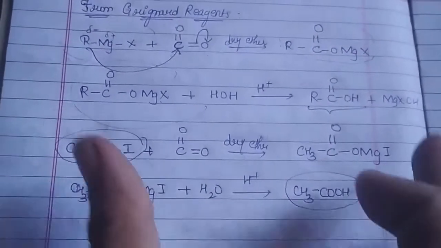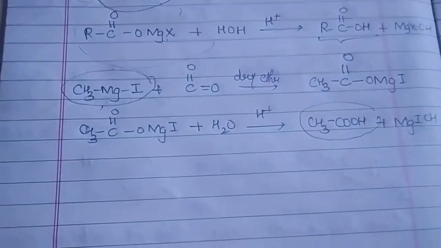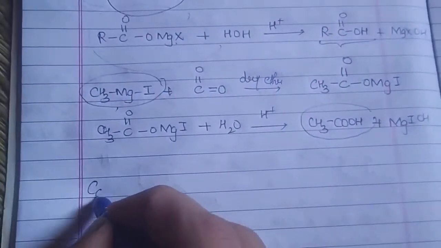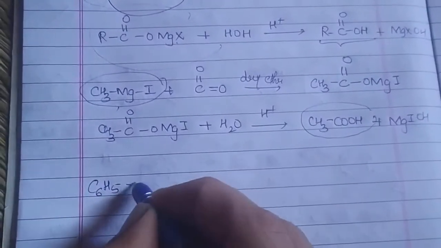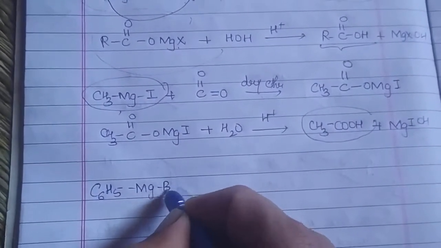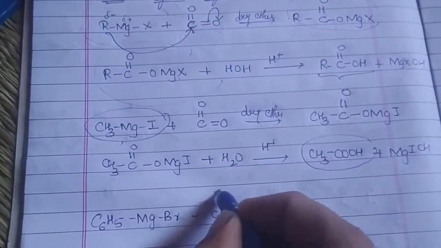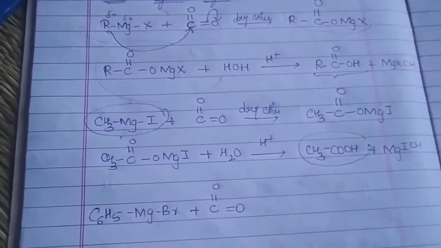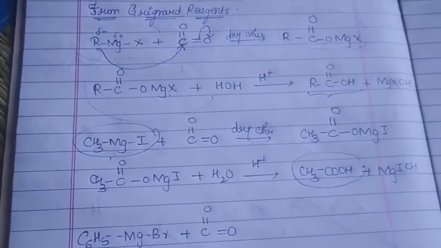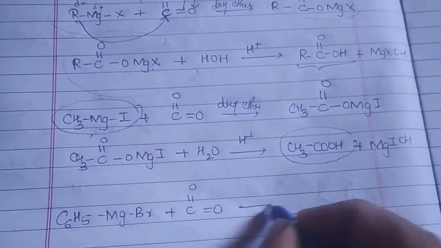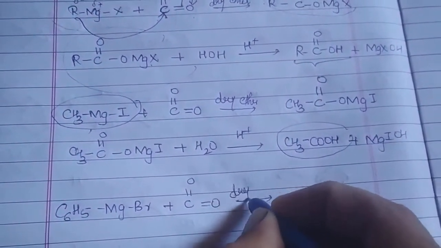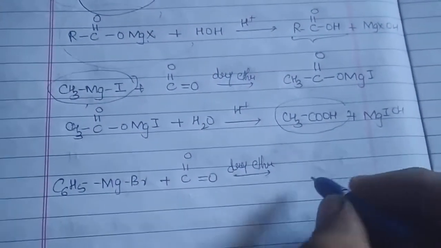The product is same, that is, the method is same. Yes or no? For example, if I want to prepare benzoic acid now, how can I do it? Just in place of R, you write C6H5. For my convenience, I am just taking the bromide part over here, in the presence of C double bond O, that is solid CO2, which means dry ice, in the presence of dry ether. So what are you going to get?